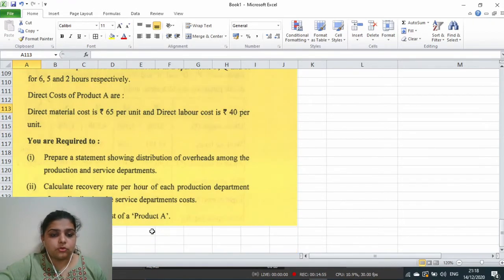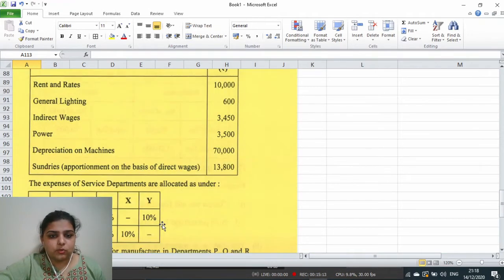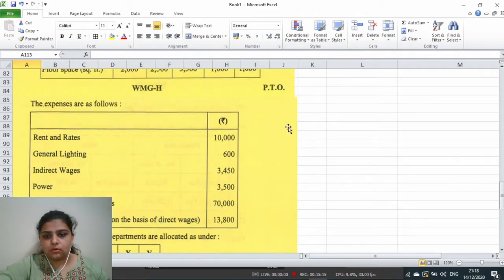Statement showing distribution of overheads among production and service departments. Calculate recovery rate per hour. Redistribution, they have not given us any method, so we can follow any method. I would go for simultaneous equation. You can follow any other method. Find out the total cost of product. Quite easy question. Let us see how we are going to solve this.